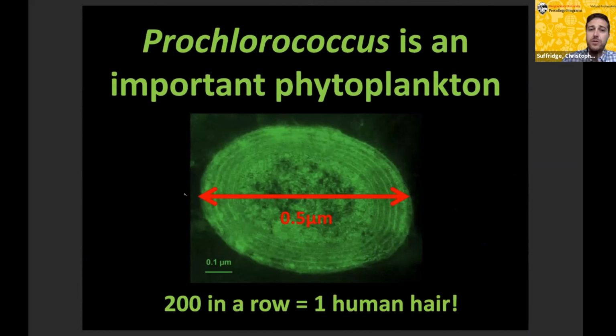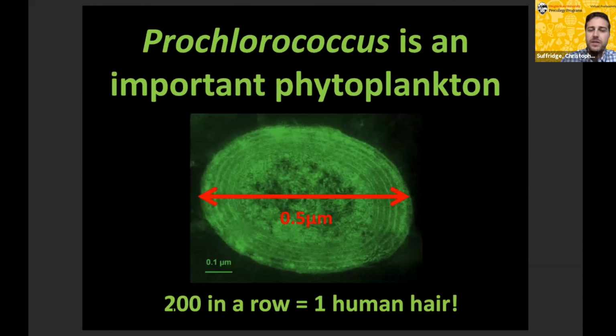SAR11 is a heterotroph. Prochlorococcus is a phototroph. It fixes carbon like grass or trees through photosynthesis. And it's a very important type of phytoplankton. It's about 5 times bigger than SAR11. SAR11 is about 0.1 micron, which is this bar right here. And Prochlorococcus is about 0.5 microns-ish.